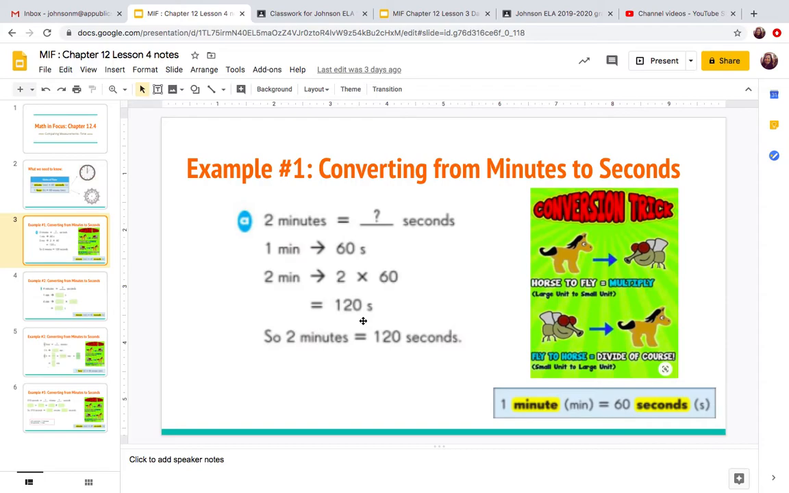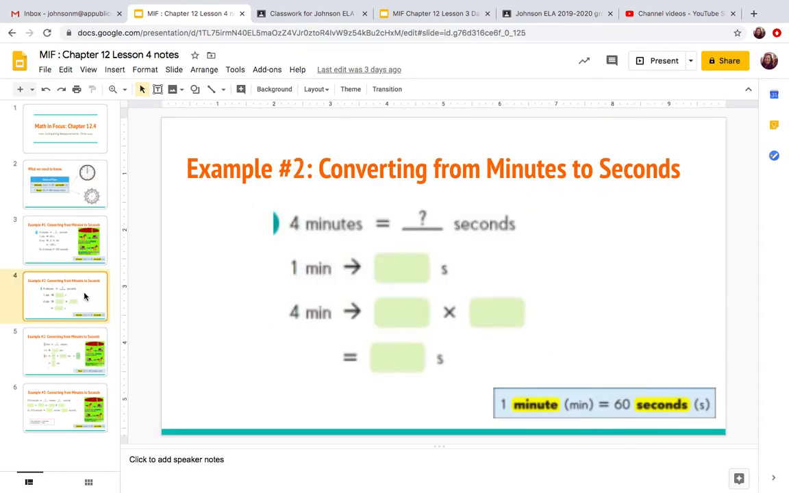This one's harder to draw pictures because you're more or less working with numbers and trying to convert from big to small or small to big. Okay, so let's look at the next one. Same thing's going to go on. So I need to know how many seconds are equal to 4 minutes. Okay, I'm going to set it up the exact same way.